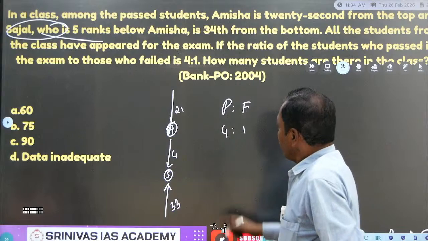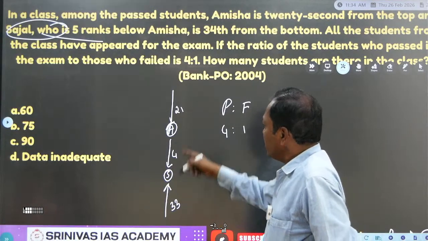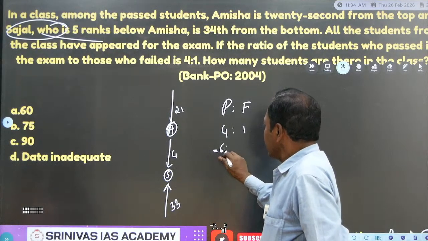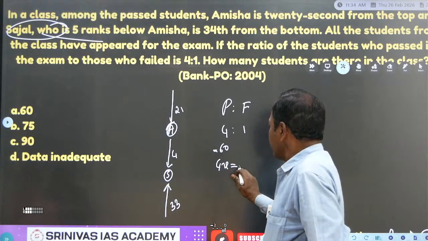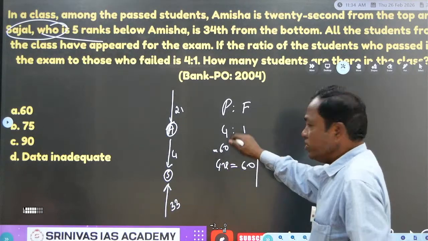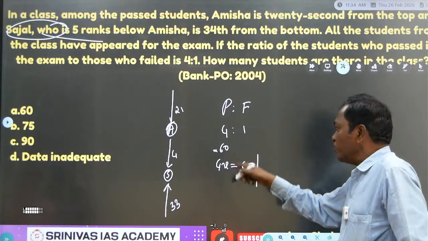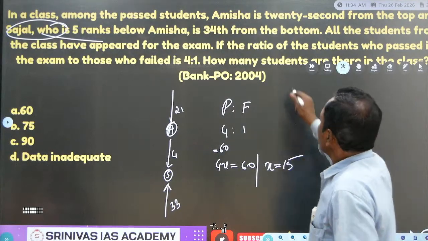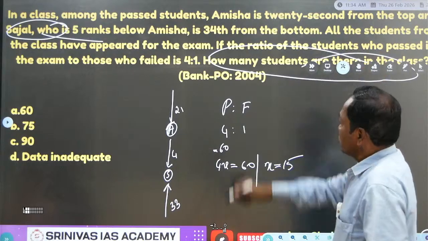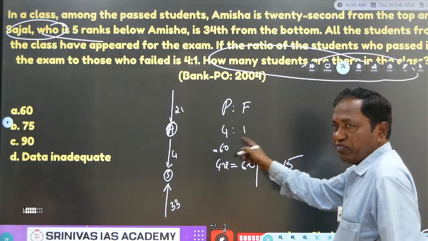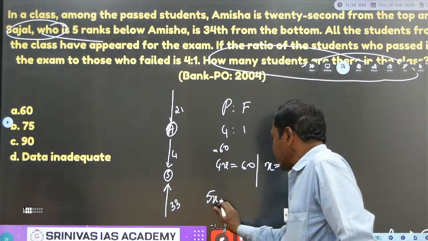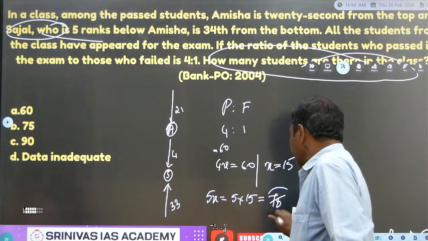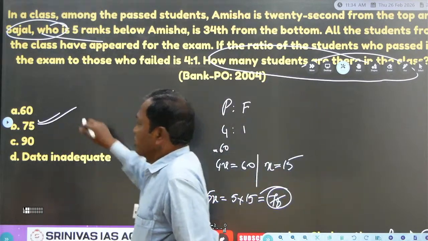Now this is the past information. What is the total? 21, 22, 26, 27, 30, 60. This is 60, so 4x equals 60. The ratio is 4x, total number is 60, 4x equals 60. X value is 15. Now the question is how many students are there in the class? Total students is 5x. 5 into the x value, 15, is 75. Total students 75.